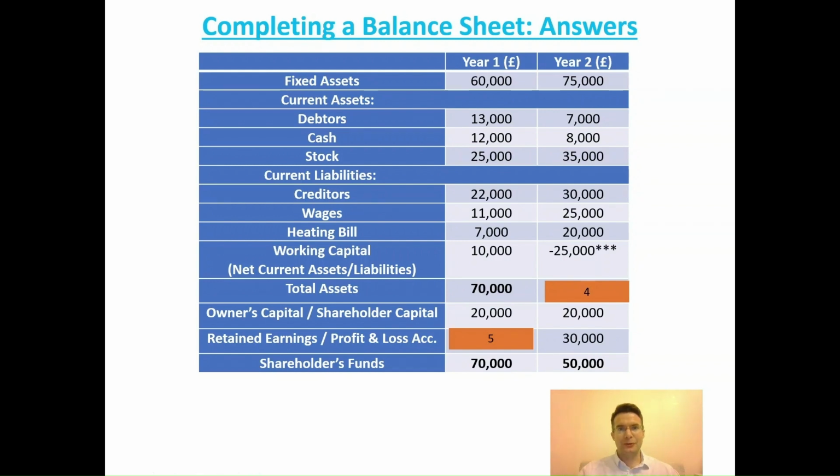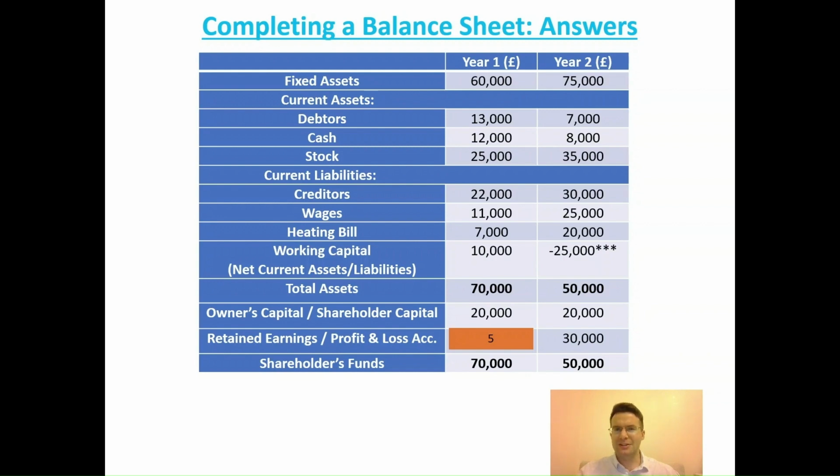So how do we work out number 4? We know that total assets are all of the assets minus all of the liabilities. So there's a couple of ways we can do it. Firstly, we can total up all the assets. You've got fixed assets in year 2 of 75,000 and current assets of 50,000. So we add those two up, we get £125,000. Then we take away the current liabilities. Adding those three together, you get 75,000. So we take our asset figure of 125,000, we take away our liability figure of 75,000, and we're left with a figure of £50,000 for the total assets in year 2.